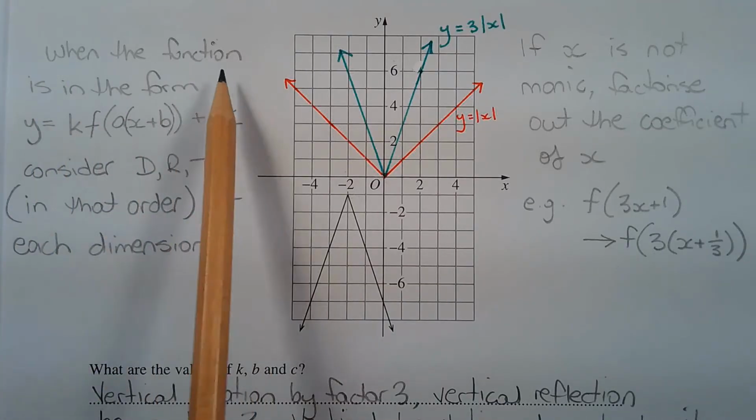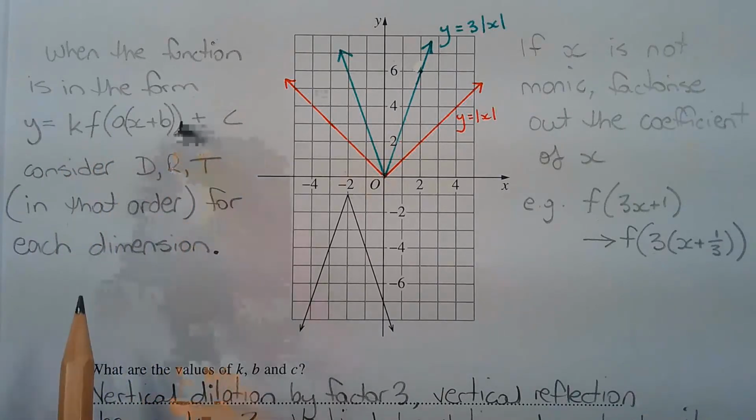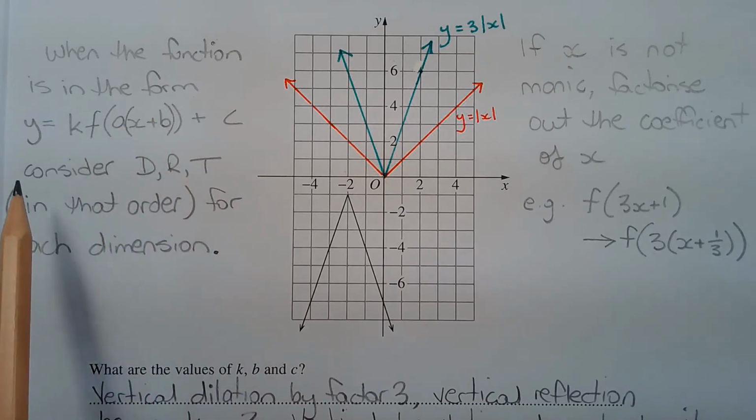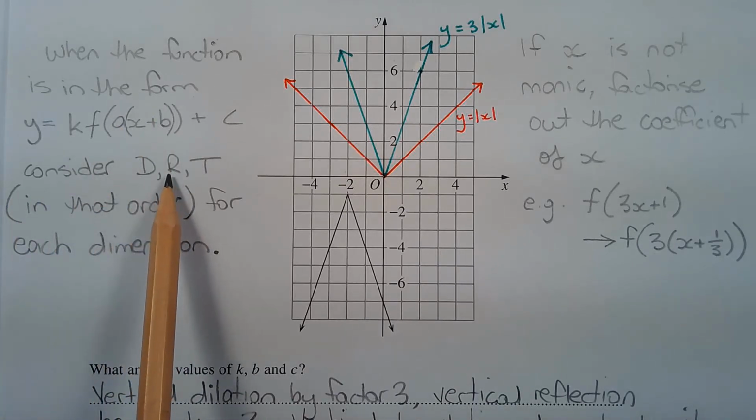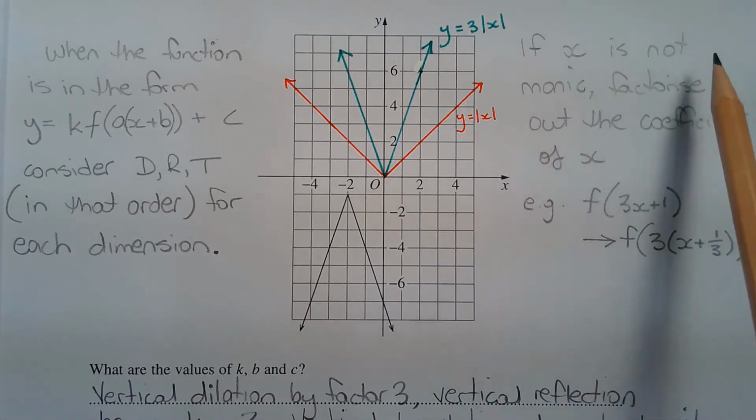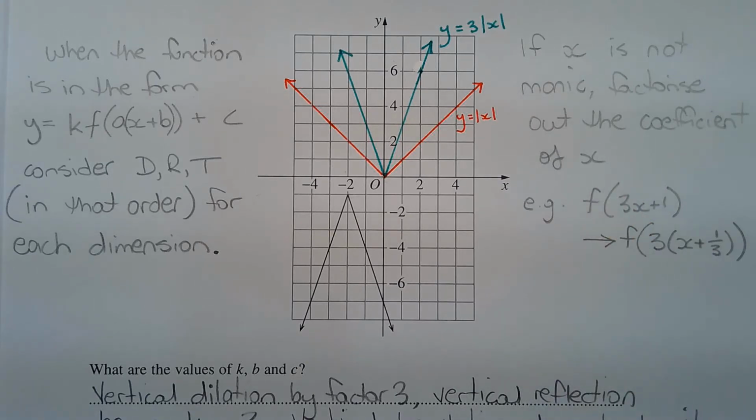When the function is in the form y equals k times f of a times x plus b plus c, where x plus b is in its own set of brackets such that x is monic, we consider the dilations, then the reflections, and then the translations in that order for each dimension. Now, if x is not monic, factorize out the coefficient of x before considering the dilations, then the reflections, and then the translations.